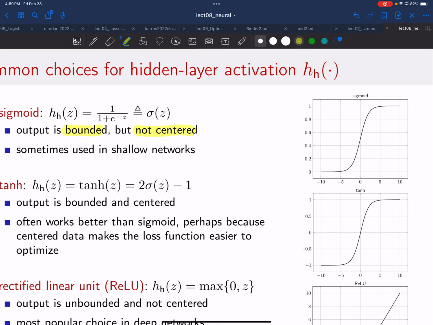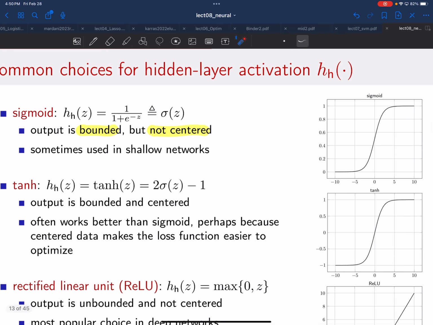Bounded, not centered. So another common alternative is the hyperbolic tangent. And the hyperbolic tangent ends up being exactly like the sigmoid in shape, except that rather than going from 0 to 1, it goes from -1 to 1. But otherwise, it's the same. So you could write it as 2 times the sigmoid minus 1. And so now you can see that when the input is 0, the output is also 0. So this is bounded and centered. And this often works a little bit better than the sigmoid.